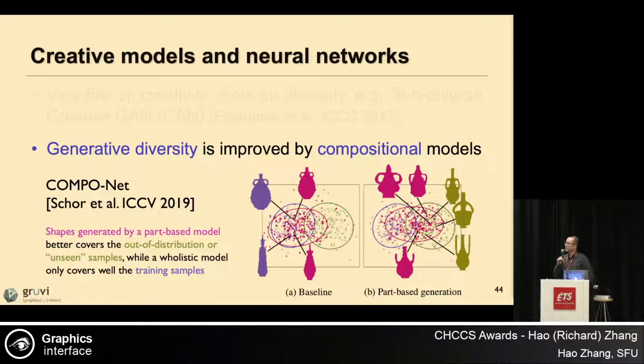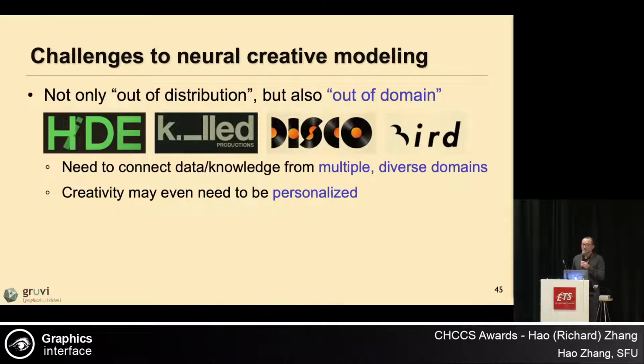However, one interesting observation is that when you try to come up with compositional modeling, this was from an ICCV a couple of years ago, that actually has the chance of possibly being creative. What this means is that it does a better job of covering the out of distribution, which is not in your training set, if you do compositional modeling, compared to a model which operates holistically over the shape.